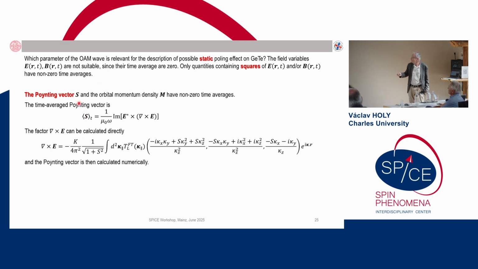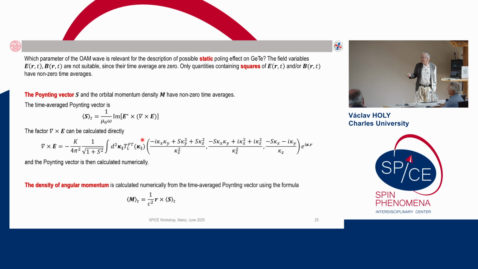Okay, so this is the time average Umov Poynting vector. It can be again expressed in terms of the Fourier transformation or in terms of superposition of plane waves, and this is the rotation of the E vector. This is this, but of course, then the next step must be done numerically. Of course, there is no way to do it analytically because it is a second order quantity.